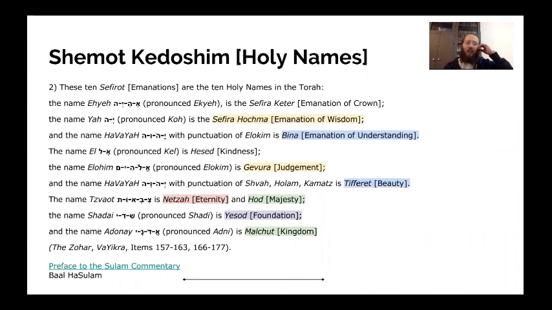This is just one of the nice observations of the names of God.